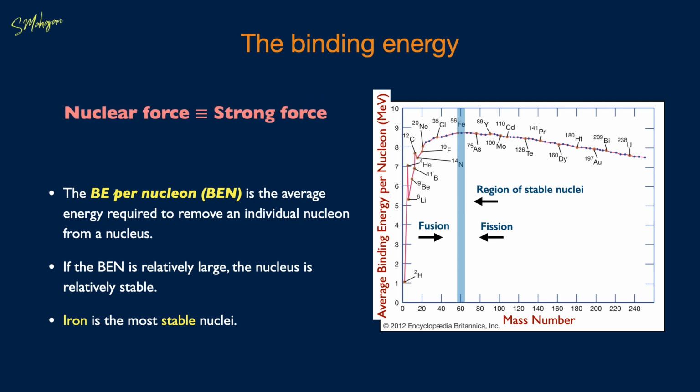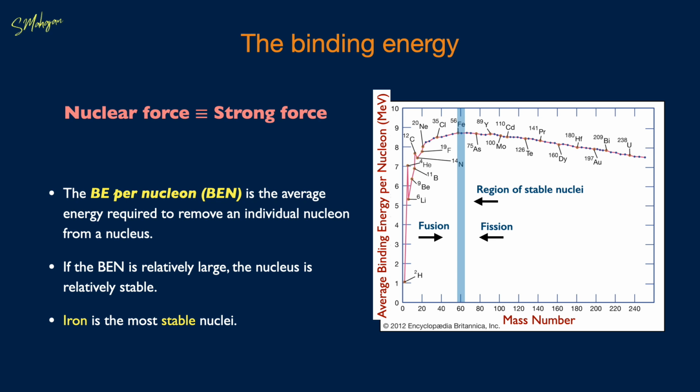Secondly, the graph rises at low values of A, peaks very close to A equal to 56, which is for iron, and then tapers off at higher values of A. The peak value suggests that the iron nucleus is the most stable nucleus in nature. It is also why nuclear fusion in the core of stars ends with the production of iron. We'll get to that later.